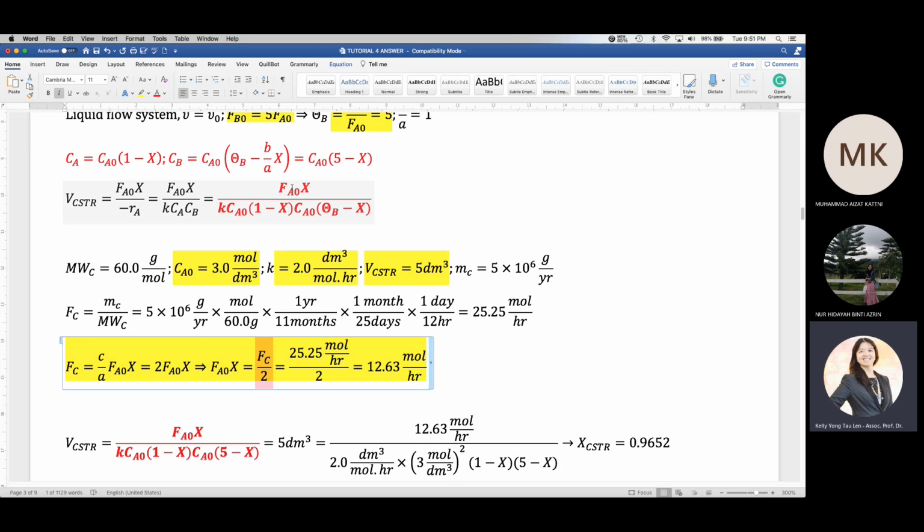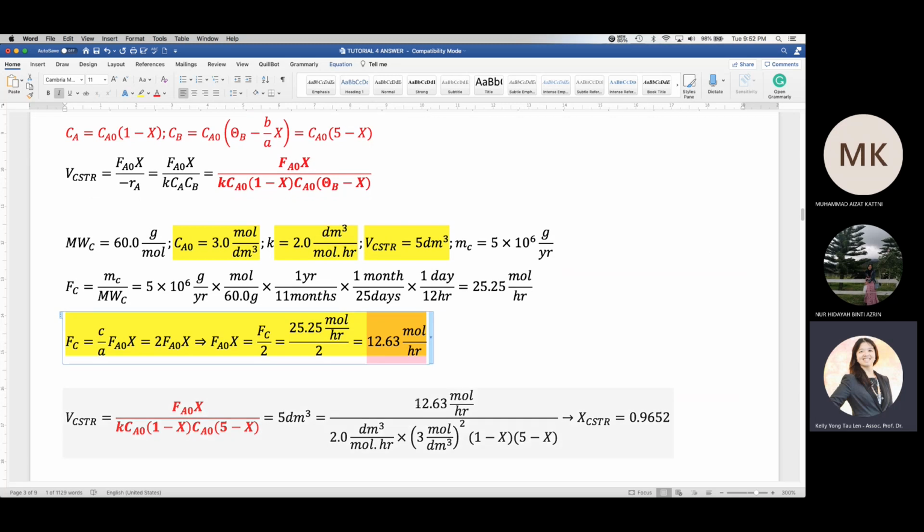So walaupun originally saya nak cari FA0, tetapi since perkaitan yang saya ada ni ada juga X, sebab FC sama dengan 2 FA0X, so saya ganti FA0X yang ke atas tu terus dengan FC divided by 2. So I get straight away FA0X equals FC divided by 2, which is 12.63.